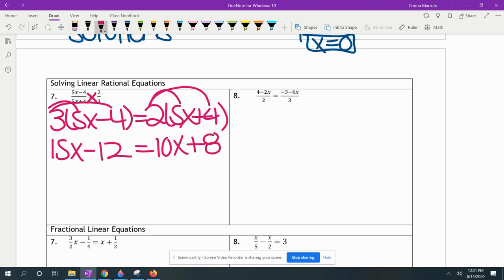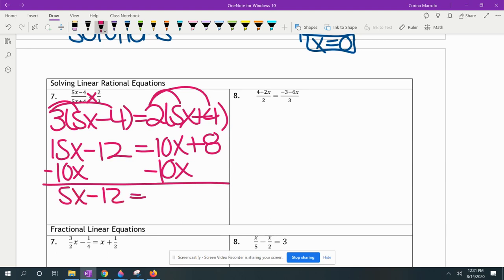So that's solving for x. So this 10x, we're going to move to the other side. So we subtract the 10x. And then 15 minus 10 gives us 5x minus 12 equals, this cancels, it is equal to 8. Then we have this negative 12. So this negative 12, we're going to move to the other side by adding 12.